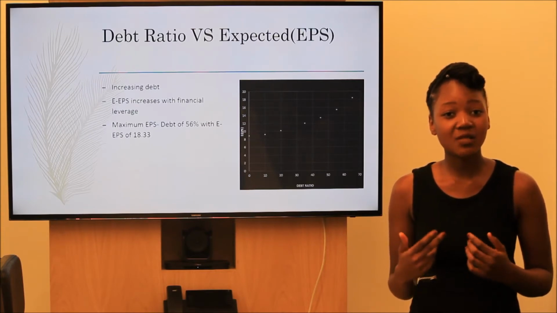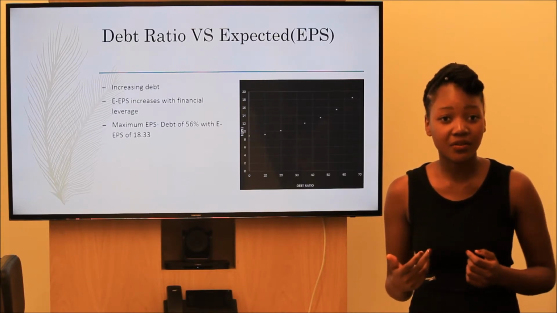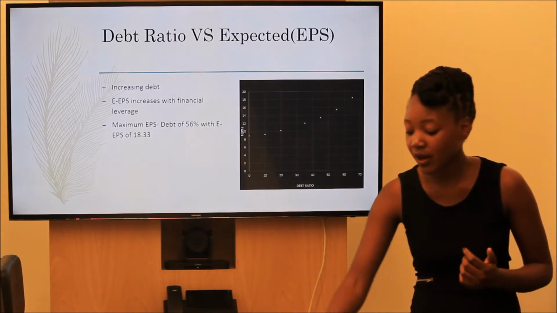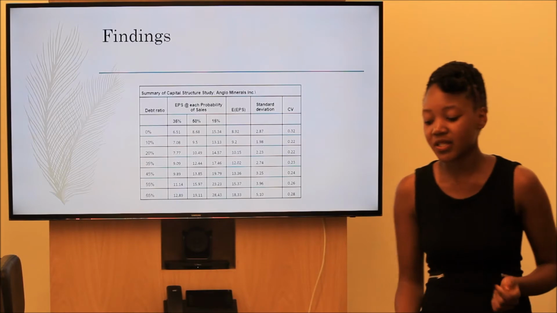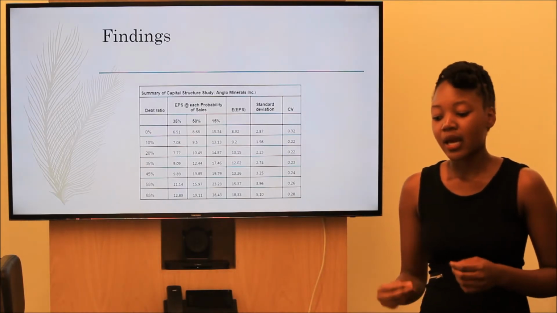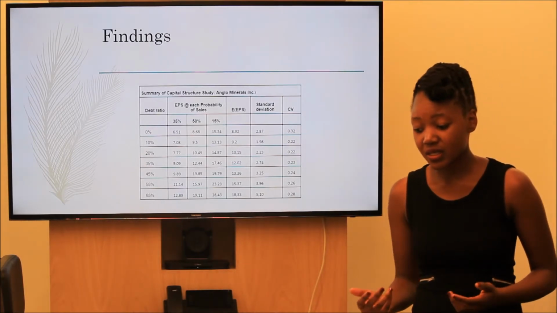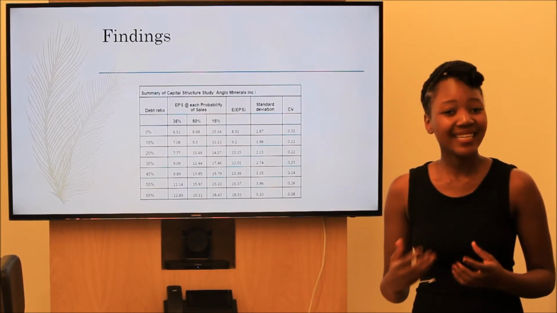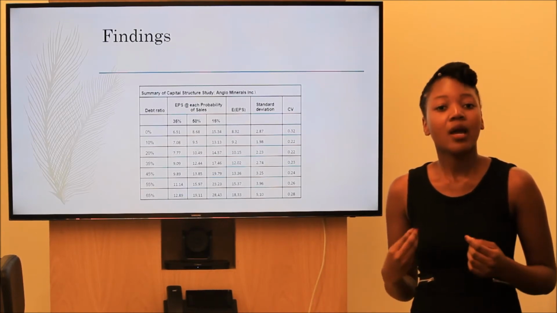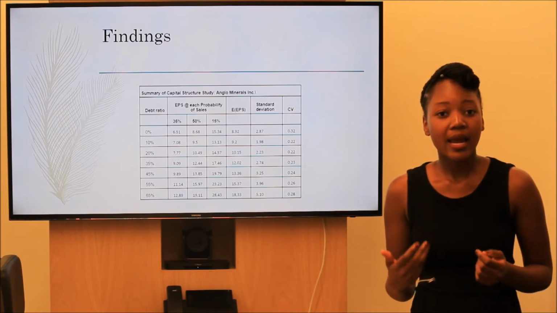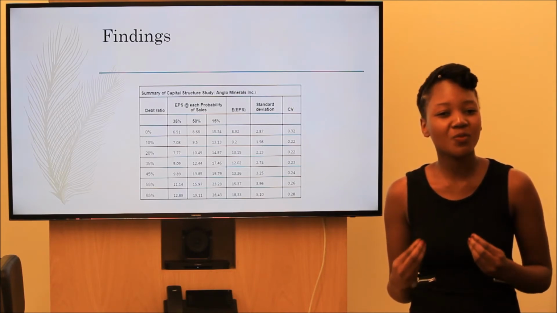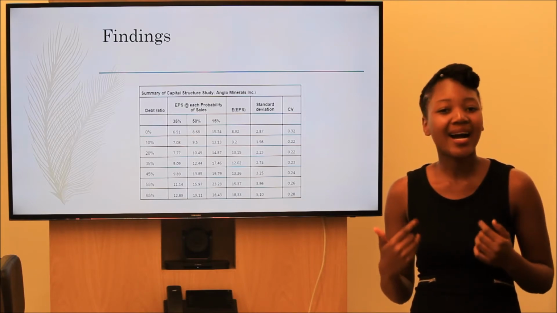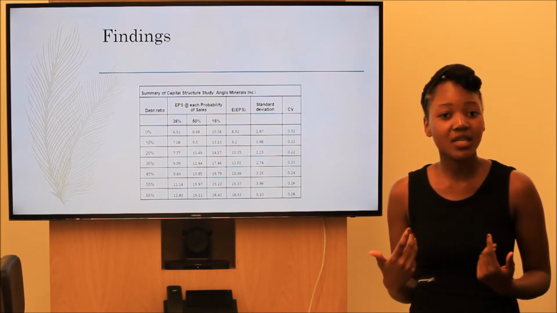The expected earnings per share increases with financial leverage, so does risk as reflected by the difference in dispersion, which is our standard deviations. This means that as our debt ratios increase, our standard deviations will also increase. Clearly, the uncertainty of expected earnings per share as well as the chance of experiencing negative earnings per share is greater when higher degrees of financial leverage are employed.